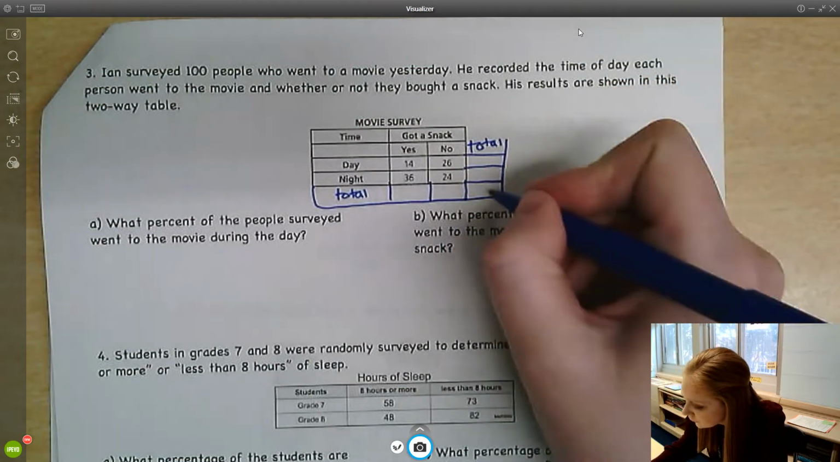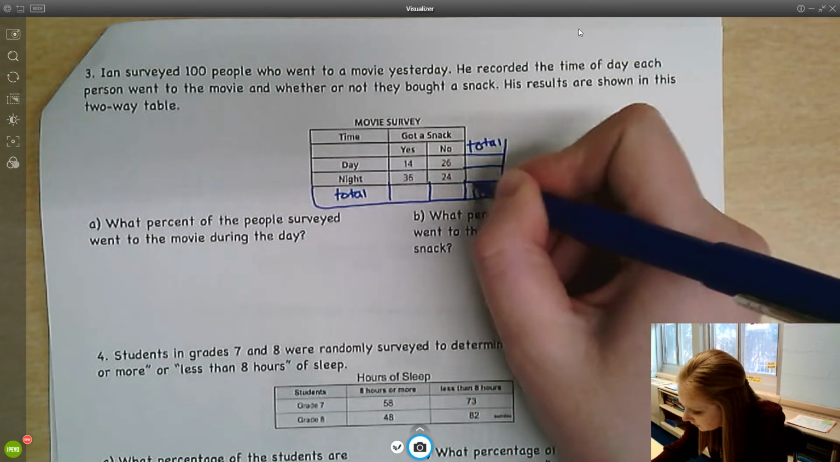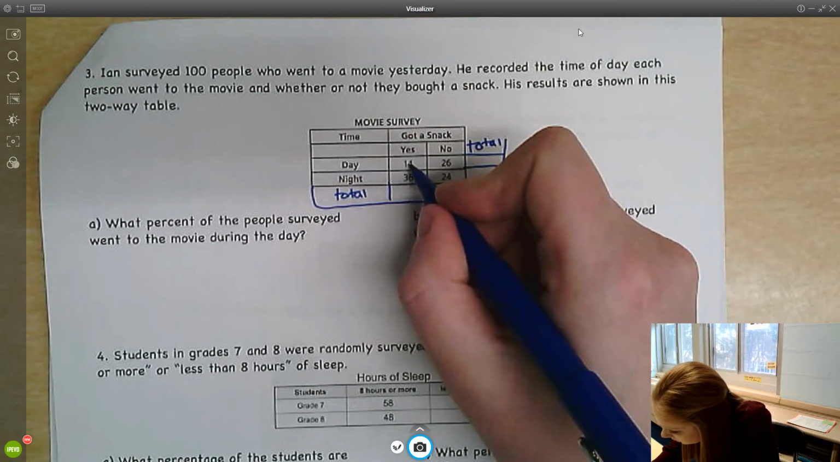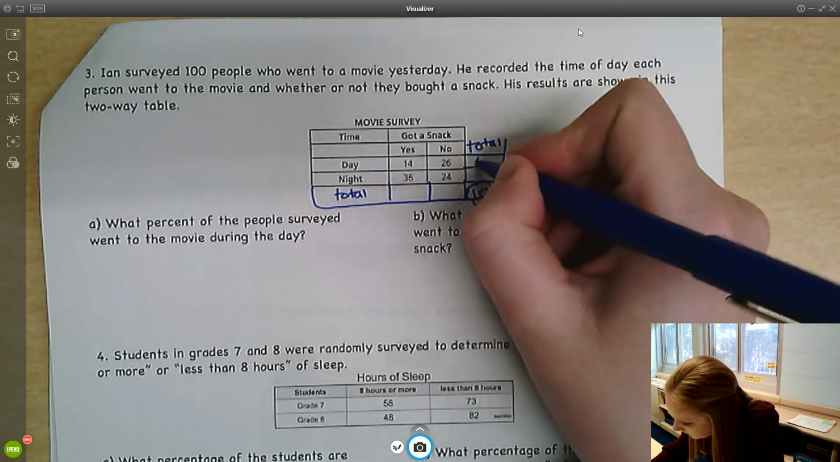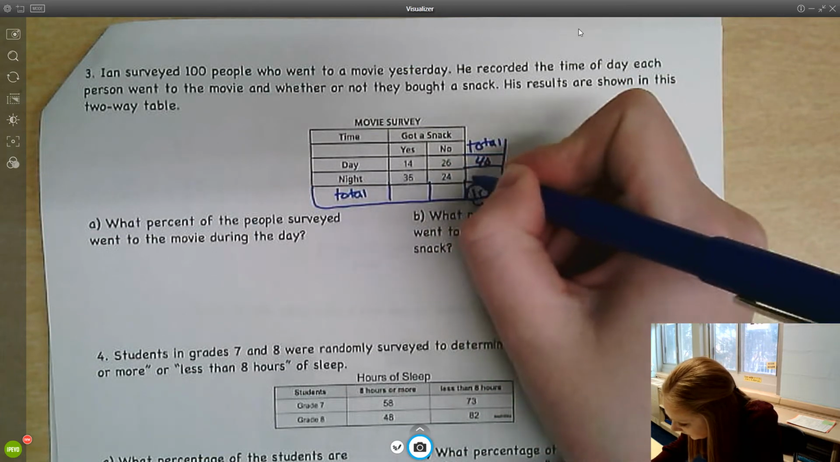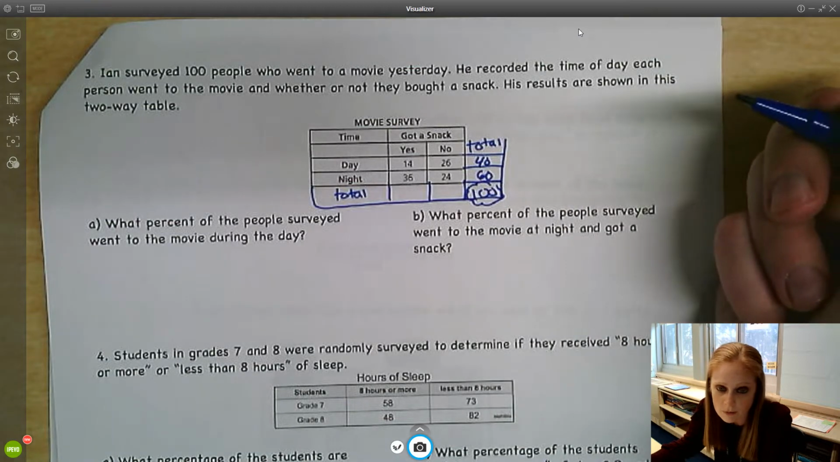Okay, to figure out this grand total, you can just add up all 4 of those and you would get 100. How many people went during the day? Well, 14 plus 26 is 40. How many people went during the night? 36 plus 24 is 60. That's another way to show that 100 people.